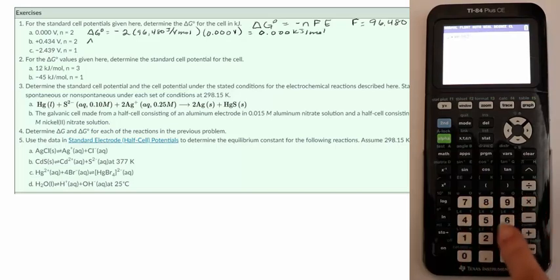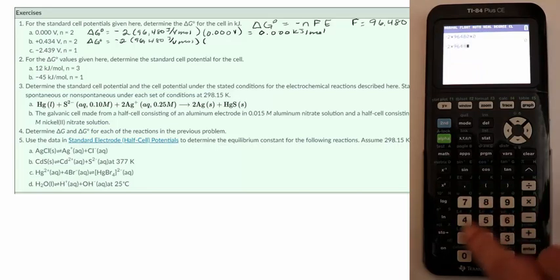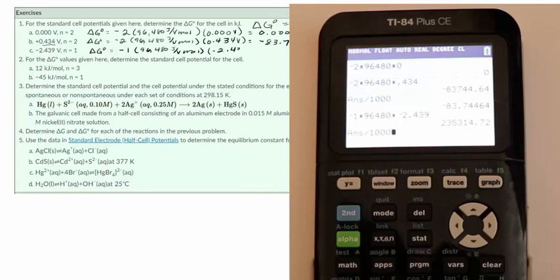For B, again, we are plugging in the values we were given. And I get a value that is negative 83.7 kilojoules per mole. I have 3 significant digits in this value. There are 3 significant digits that were given in my voltage value. For C, I get a value of 235.3 kilojoules per mole, and that is positive.